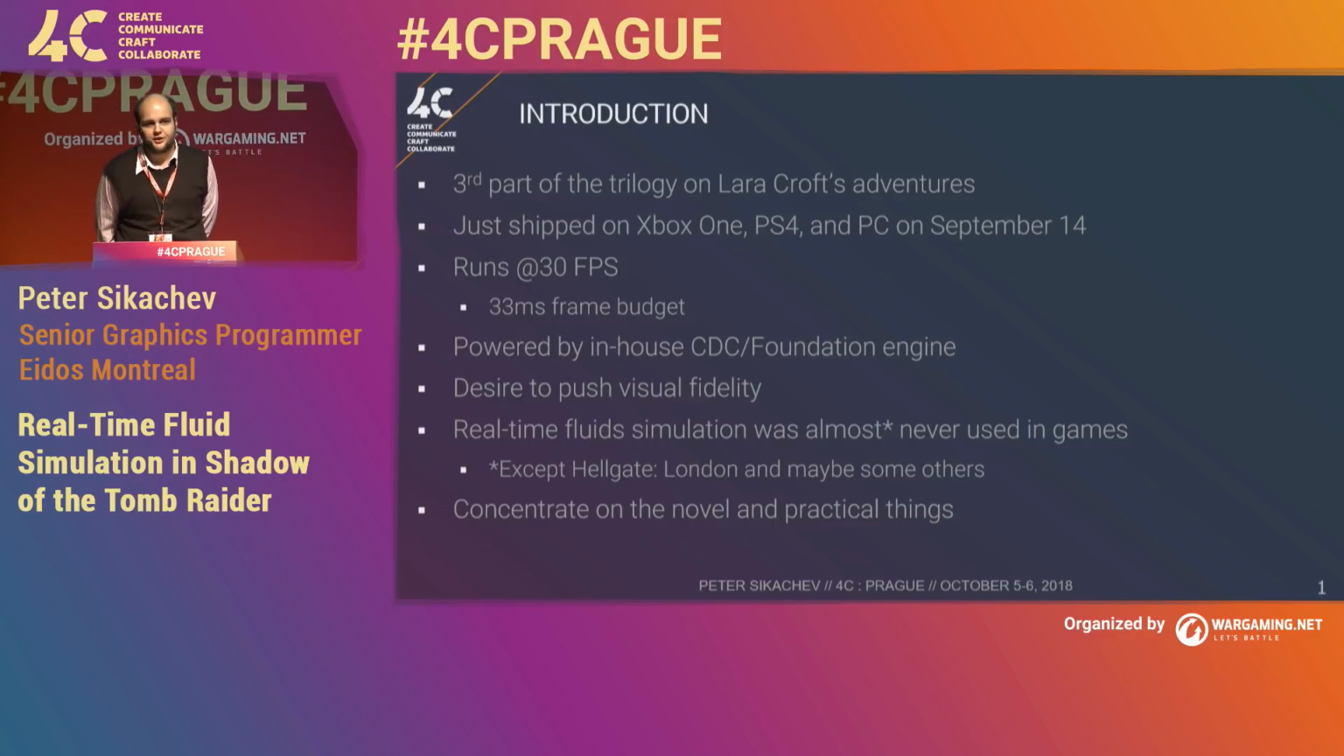Shadow of the Tomb Raider is the third game in the series on Lara Croft's new adventures. It just shipped a few weeks ago on September 14 for 3 major platforms. It's a 30 FPS title, meaning we have a 33 millisecond frame budget. It's powered by our in-house engine, which is called CDC or Foundation in different sources.